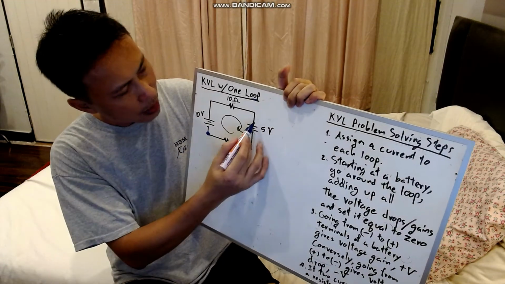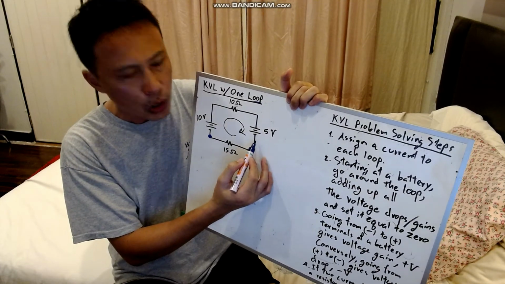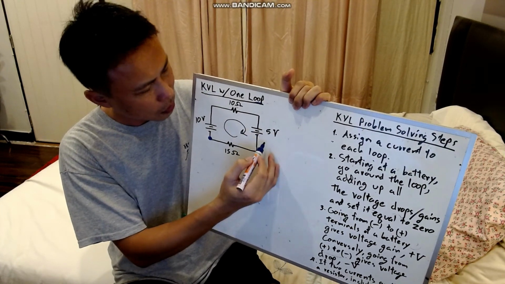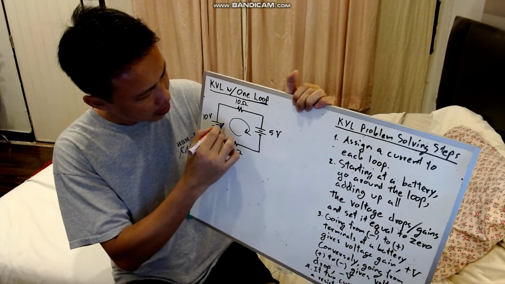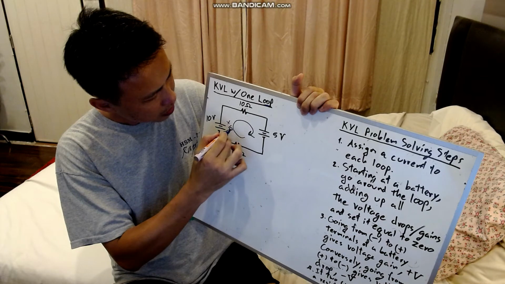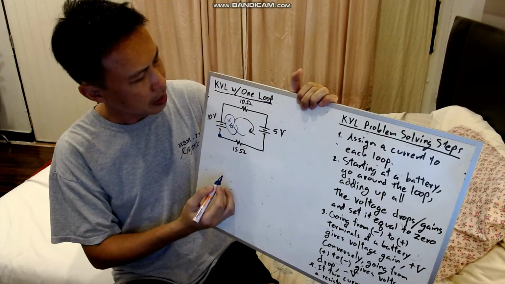Now, if you go from positive to negative, you lose voltage. So you lose 5 volts here. Okay, so I gain 10 volts, going from negative to positive. This is convention. So I gain 10 volts. I put it right there.